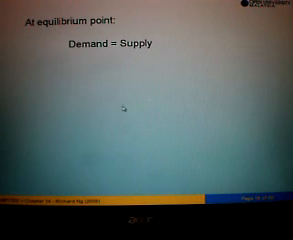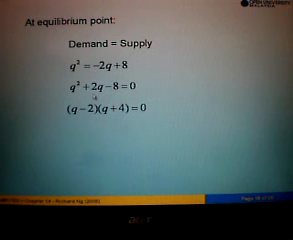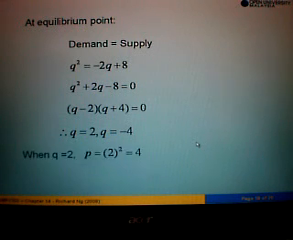So at the equilibrium point, demand equals supply. So Q square equals negative 2Q plus 8. Therefore we shift the right side to the left. We will get Q square plus 2Q minus 8 equals 0. So from here, factorize, we will get (Q minus 2)(Q plus 4) equals 0. So therefore Q equals 2 and Q equals negative 4.